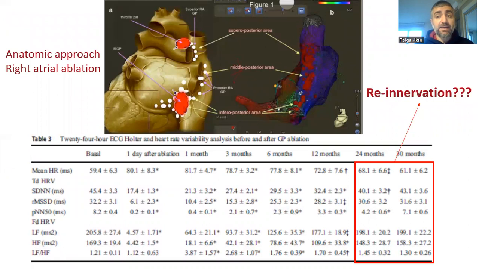And after 12 months, there was a decrease in heart rate levels, and they found changes in heart rate variability parameters. And I think that there might be a reinnervation phenomenon in the right atrial ablation strategy.